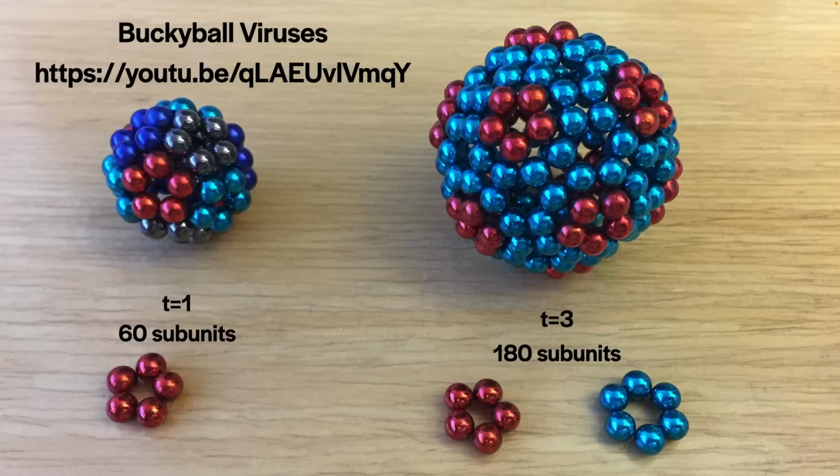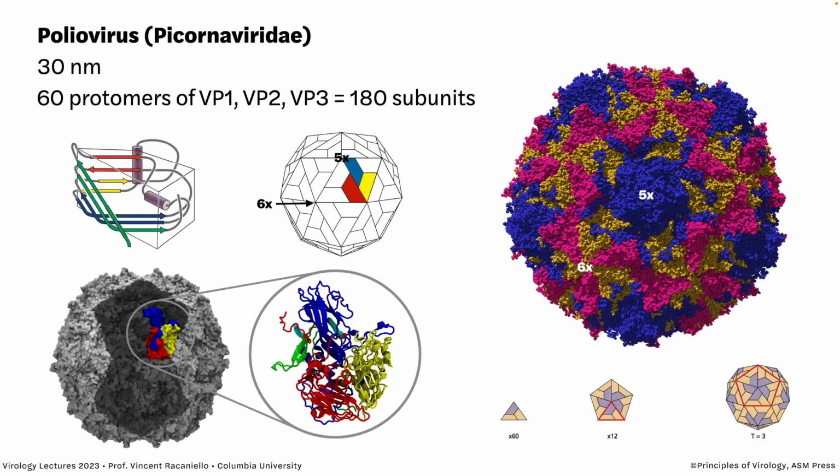virus. Now to build the T equals 3, it's really easy. You get pentamers, and then you make some hexamers out of the Buckyballs, and you assemble them, and you can see the pentamers in red and the hexamers in blue. And that's got 180 subunits. That's the concept of building these virus particles.